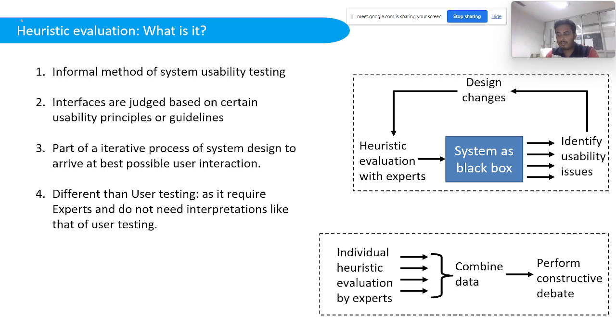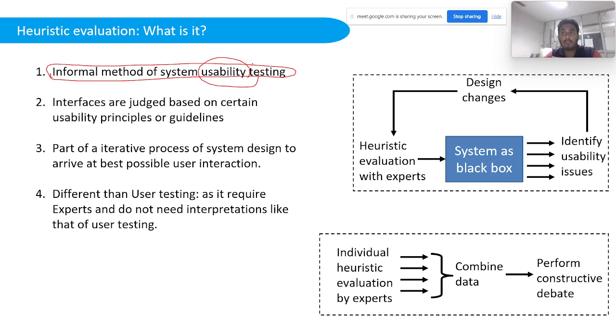Now the next part is to check whether the particular user interface or the interactions we have planned are actually matching the mental model of the user. For that we do either user testing or a heuristic evaluation. In today's class I'll be discussing heuristic evaluation. Heuristic evaluation is an informal method of system usability testing. Usability testing means checking how easy a particular system is to use.